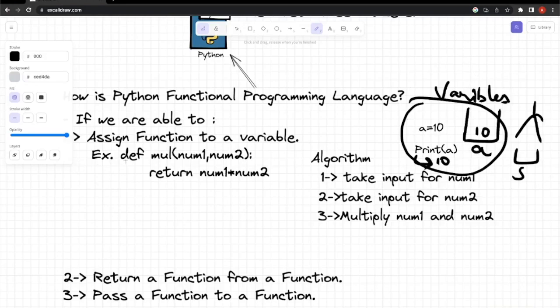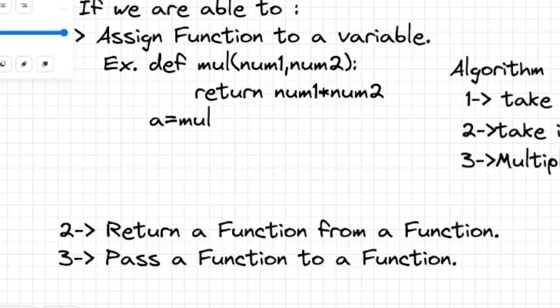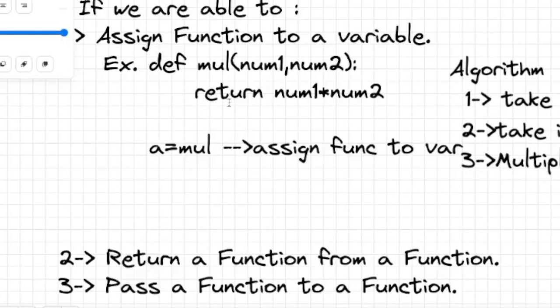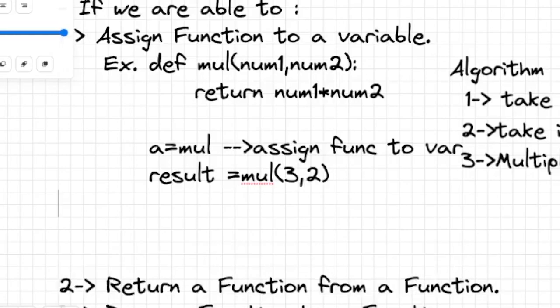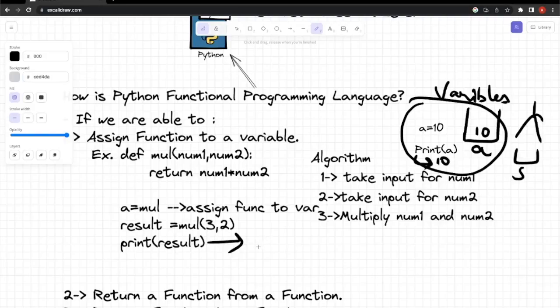Now, coming to this example, we have to assign a function to a variable. Let's consider a variable A. A is equal to the function name. We are assigning a function to a variable. This is how we have assigned a function to a variable. Now let me make a variable result which stores the output of the given function. result is equal to mul of num1 is 3, num2 is 2. Now if I print this result, what I get is 3 into 2, that is 6.